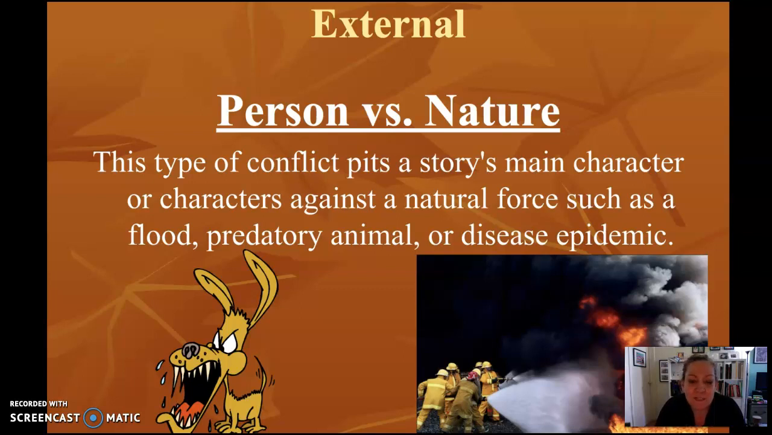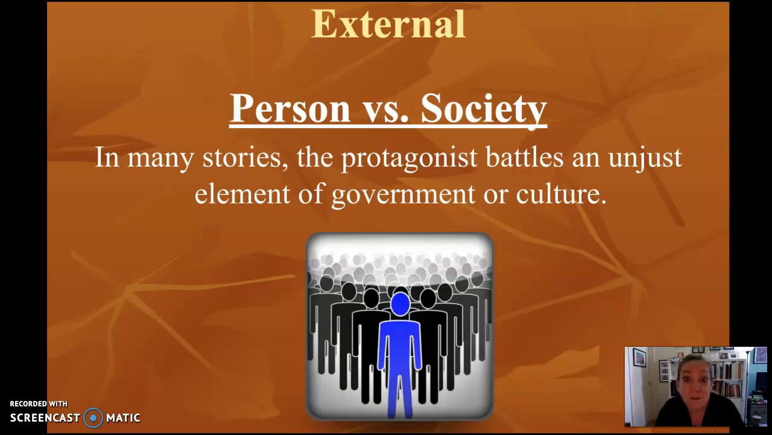But also stories like Hatchet, where he's surviving in the wilderness, could be person versus nature. Another type of external conflict is person versus society. In many stories, the protagonist battles an unjust element of government or the culture. So, for instance, The Hunger Games, or Divergent, or The Maze Runner. In all these stories, the main character is really up against an evil society, not just another person.